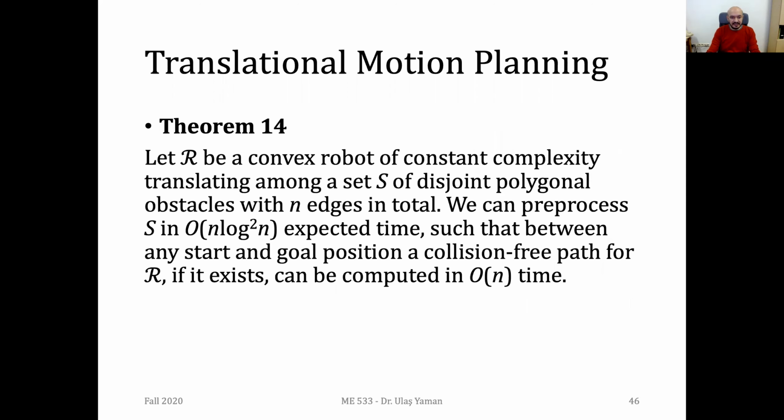So that is summarizing the time complexity. Again, if you have your robot R in the environment and a set of obstacles in the environment having n edges, then you can preprocess this two-dimensional field composed of obstacles in n times logarithm square of n expected time. Then things are not complicated. The path can be computed in linear time, which depends on the number of edges your obstacles have.